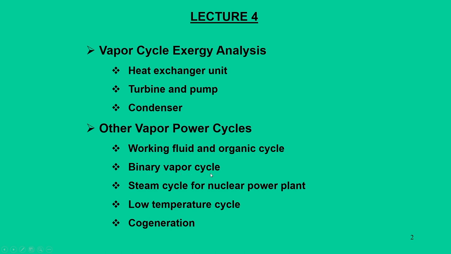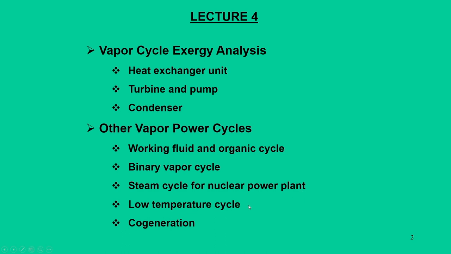Then we have other vapor power cycles. Here also we can have multiple working fluids, like water in one case and in other situations some other fluids, some of them organic fluids. Then we have the steam cycle that is operated for nuclear power plants. The Rankine cycle is very common for nuclear power plant applications, where it supplies steam for the coolant of the nuclear power plant.